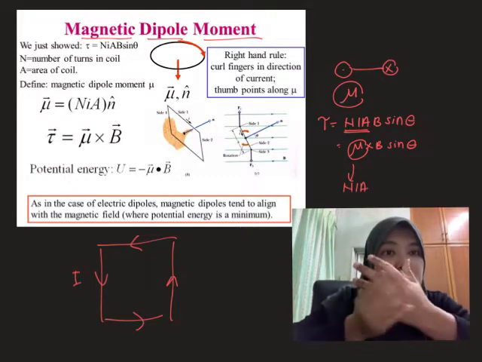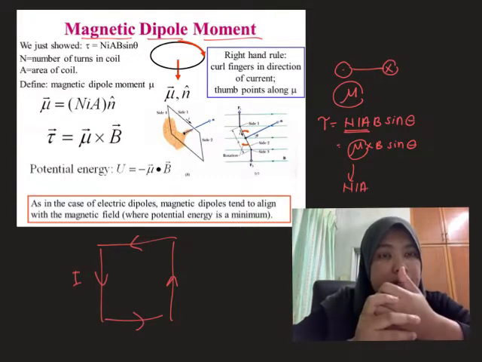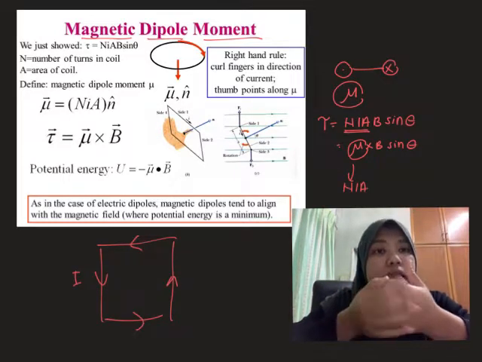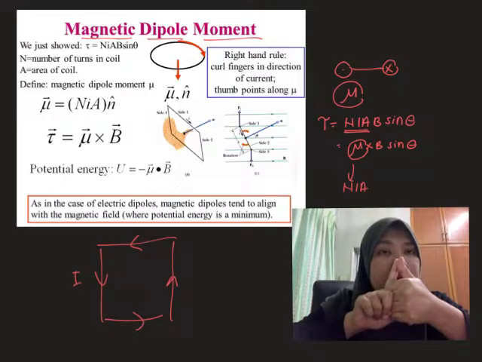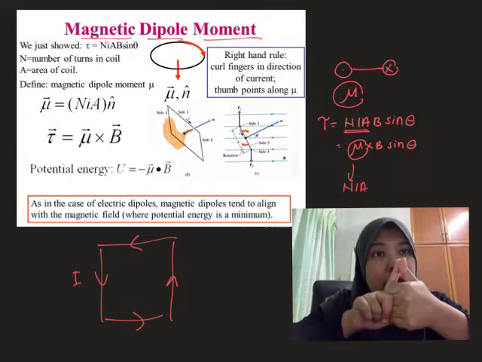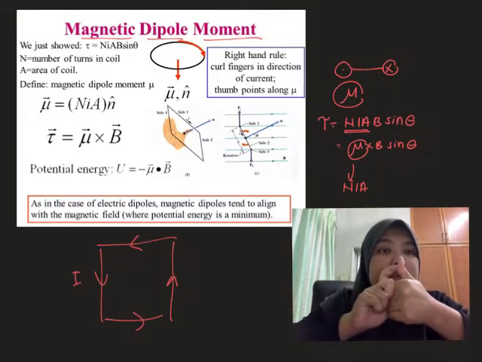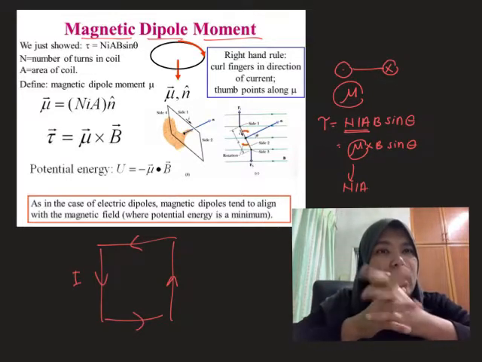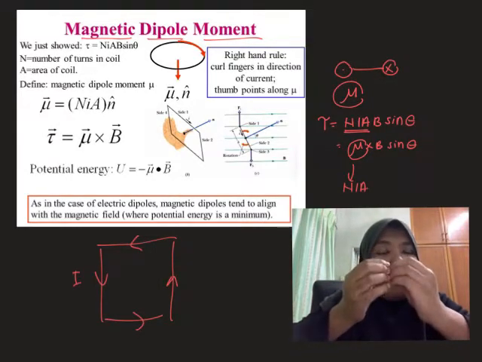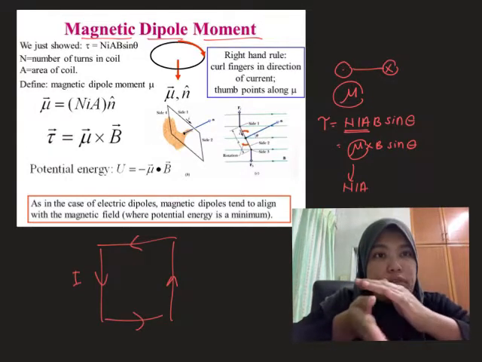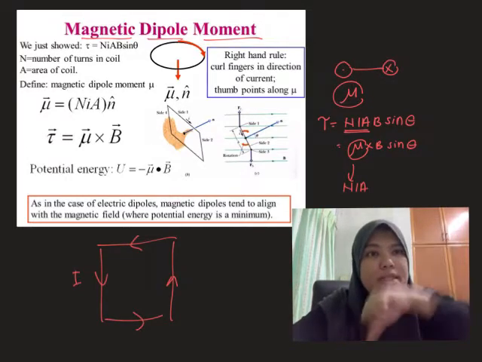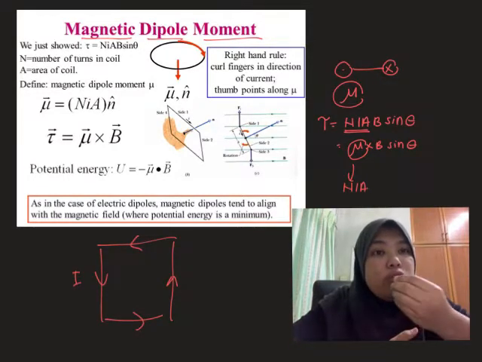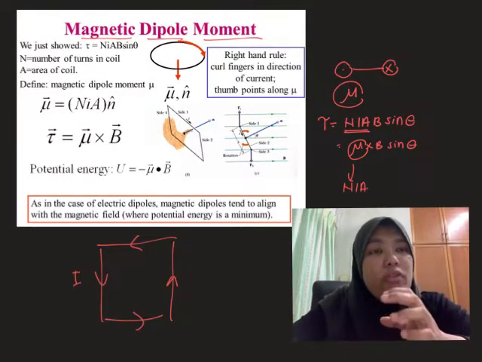This forefinger is going to be the direction of the current, so it's going to be anti-clockwise or clockwise, depending on the information given. The thumb is going to be the direction of mu, or magnetic dipole moment, which is also the direction of the normal to the area. Like I mentioned before in chapter 3, the normal to the area is always perpendicular to the surface. So it can be like this, it can be like this. Which direction is correct for the normal to the area? It depends on the direction of mu.